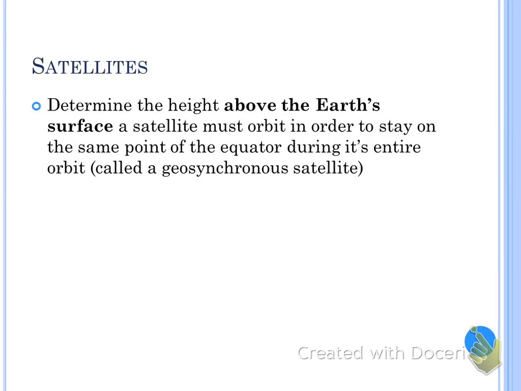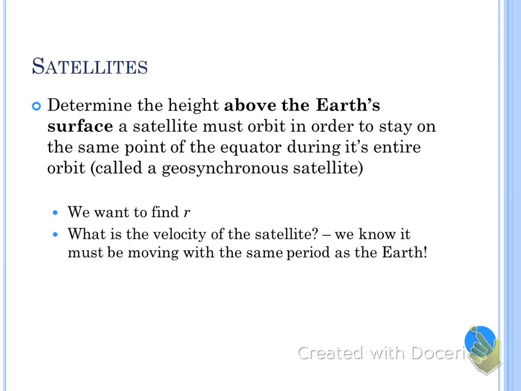Okay? So our goal is going to be to solve for r. We need to know the velocity of the satellite, and we know it's moving at the same period as the Earth, so that's how we can solve for the velocity. If we know it takes the same amount of time to make 1 complete circle as the Earth does, that's what it means to be at the same point on the equator, we can find it just by solving for the period of the Earth. Right? We know that T is equal to 24 hours, and we need to convert that to seconds.